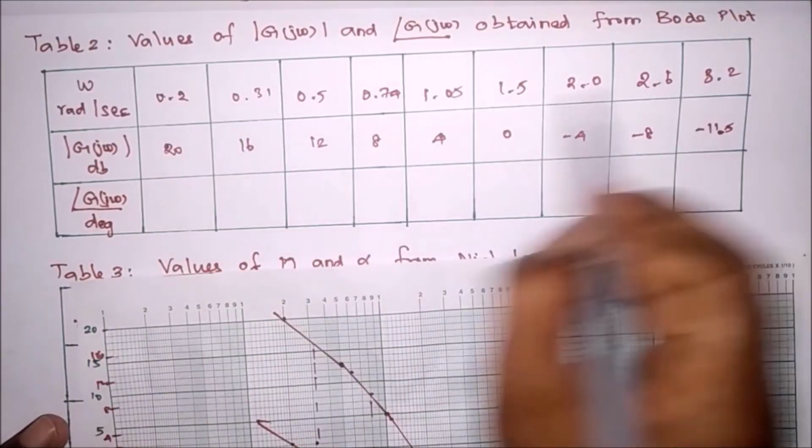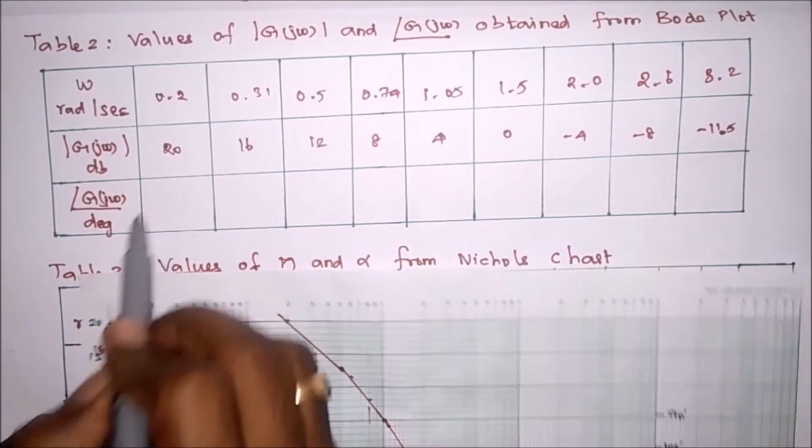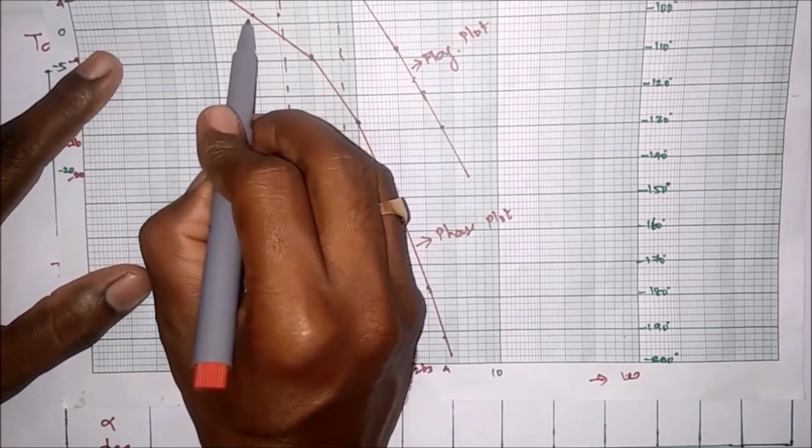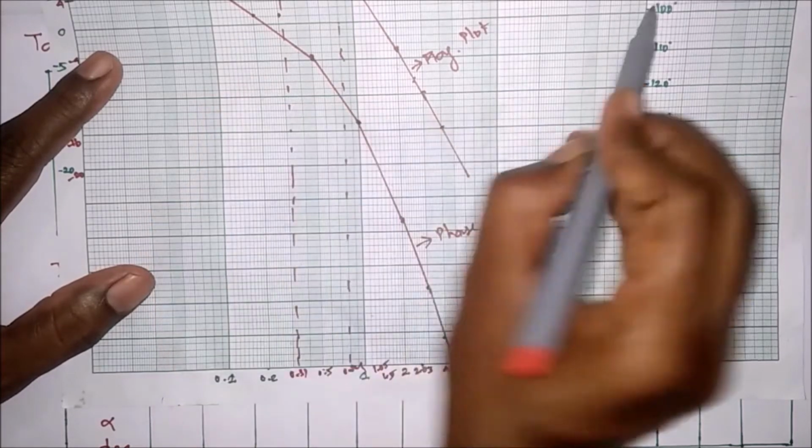For the various values of omega, we have to find the phase angle from the same graph. For example, for 0.2, from the phase plot, what is the angle?